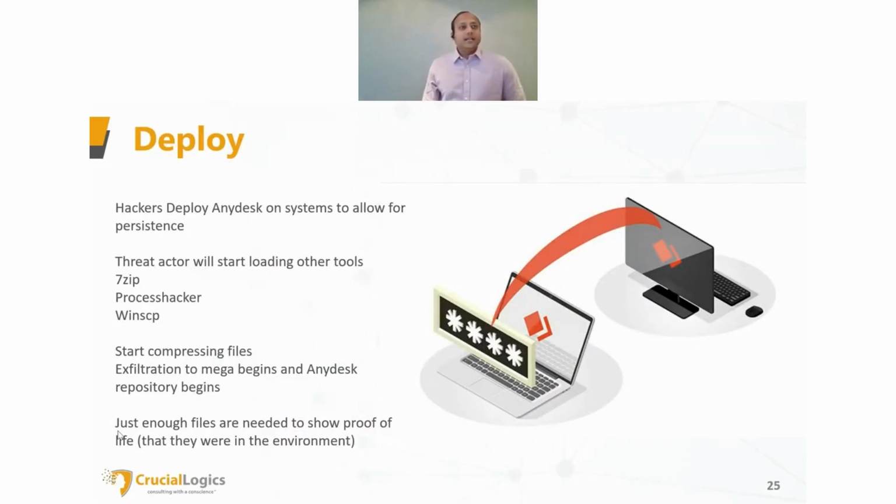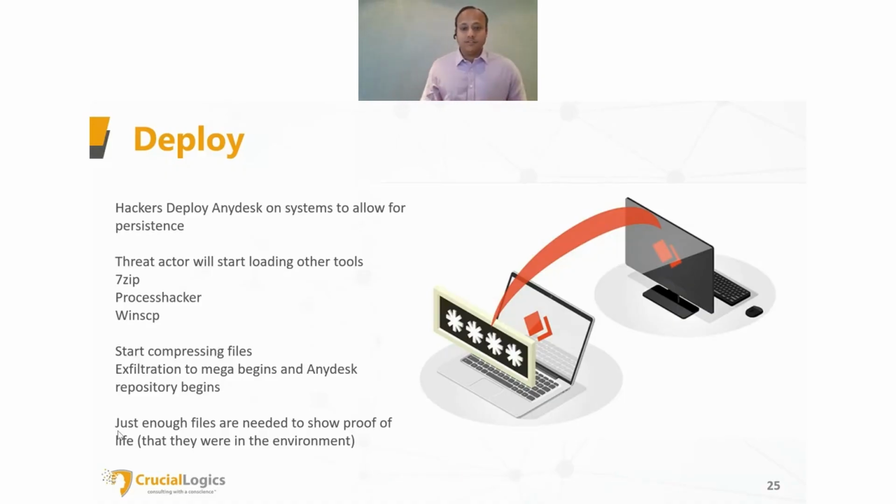The way they establish persistence is they'll deploy a tool like AnyDesk on systems, so that, let's say, the server admin figures out the passwords and then resets the passwords and stuff like that. They need access back into the system, so they'll deploy AnyDesk. They'll create other users on the system, and then the threat actor will start loading tools like 7-zip, Process Hacker, WinSCP, right? They'll start compressing files. They'll start exfiltrating to Mega.